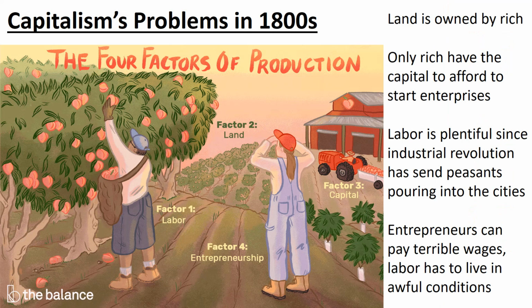Okay, so we got to think about it, first of all, in the 1800s. Capitalism had some problems with many of these factors. So first of all, land. Land was mainly owned by the rich. We've seen that throughout our study of history, whether it's in France or wherever, that kings, nobles, the middle class, they own all of the land.